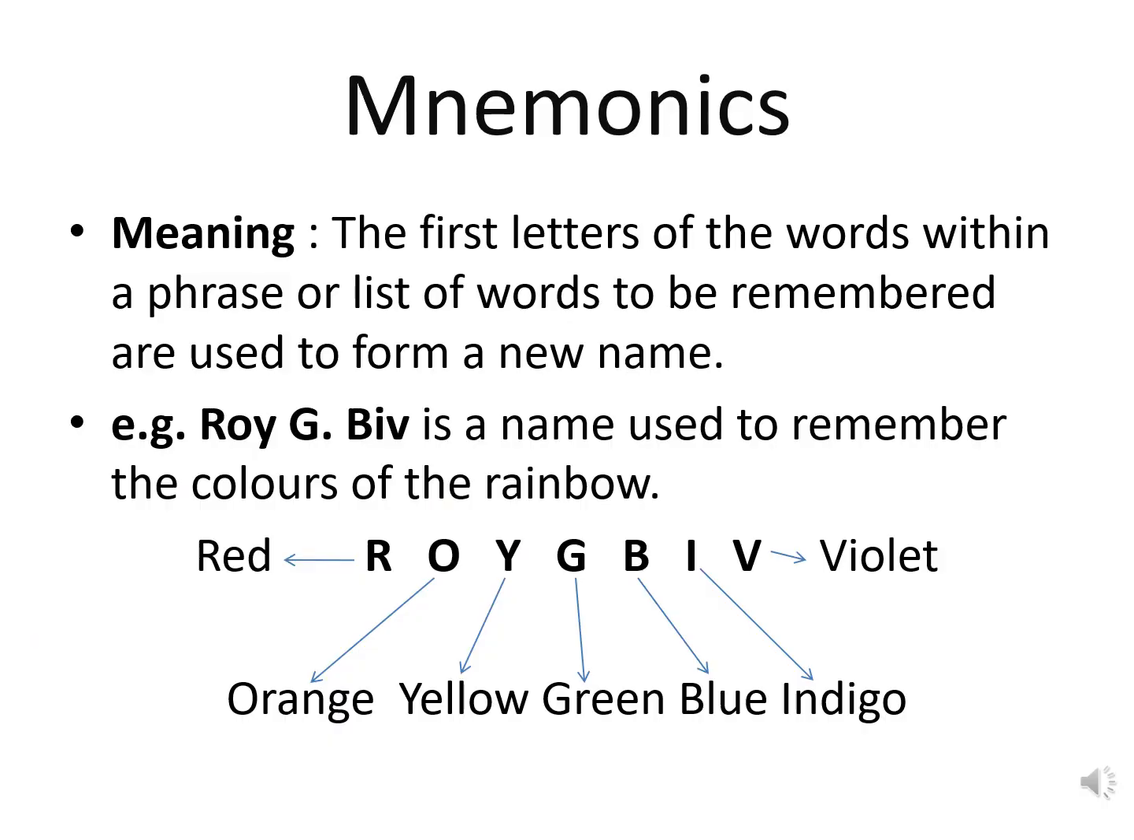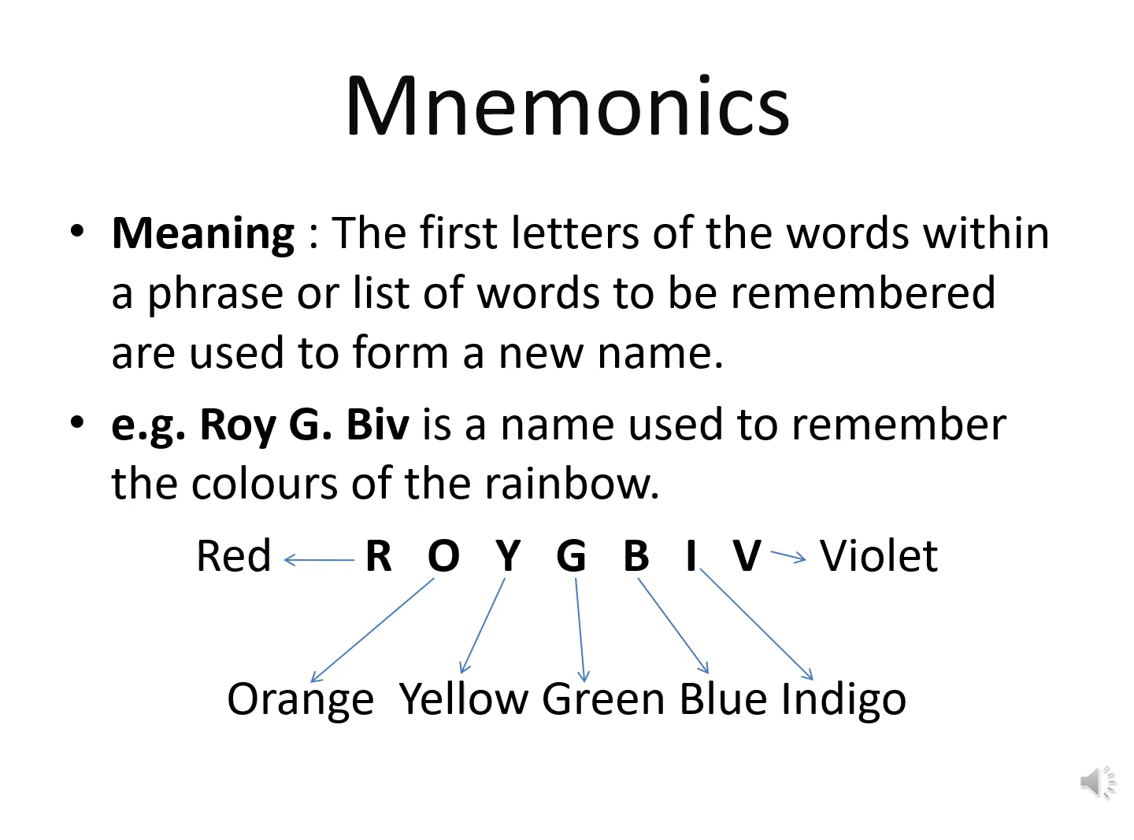We can memorize the names of continents and oceans easily with the help of mnemonics. Now what is mnemonics? Meaning the first letters of the words within a phrase or the list of words to be remembered are used to form a new name. A bit complicated, right? Let me explain you with an example. Now for example, if I write Roy G. Biv, that is a name used to remember the colors of rainbow.